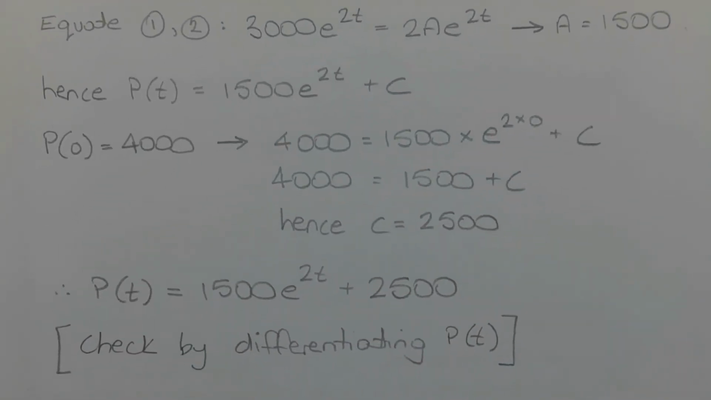So putting that all together, we have p of t is equal to 1500 times e to the power of 2t plus 2500. If you have time, you can check this answer by differentiating p of t.